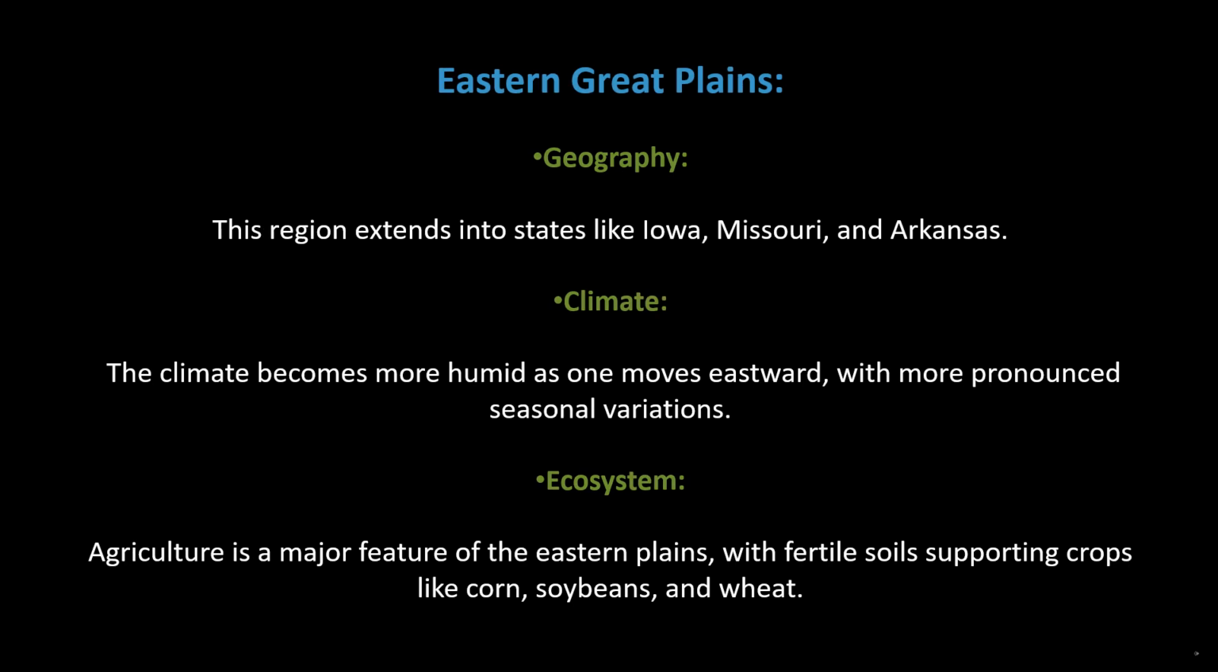Eastern Great Plains. Geography. This region extends into states like Iowa, Missouri, and Arkansas. Climate. The climate becomes more humid as one moves eastward, with more pronounced seasonal variations. Ecosystem. Agriculture is a major feature of the eastern plains, with fertile soils supporting crops like corn, soybeans, and wheat.